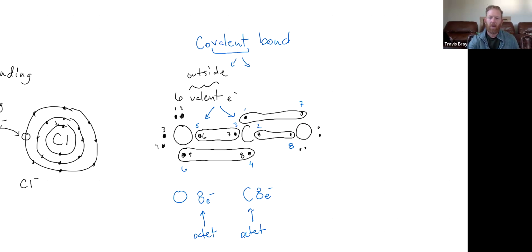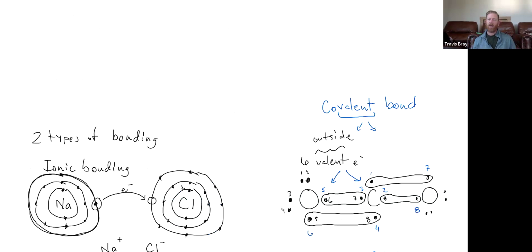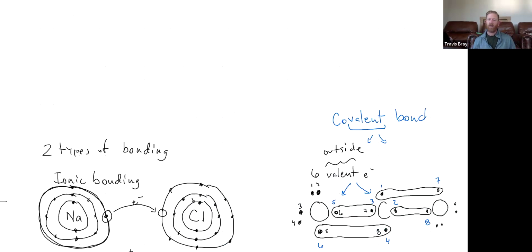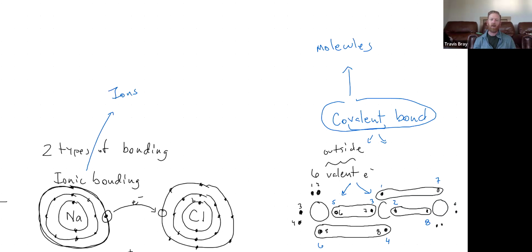Now you may also recall these covalent bonds lead to molecules. Ionic bonds don't. They really just lead to ions, or they lead to ionic compounds. But unless you're dealing with a polyatomic anion like sulfate or nitrate, you're not dealing with molecules. You're dealing with ionic compounds and ions.